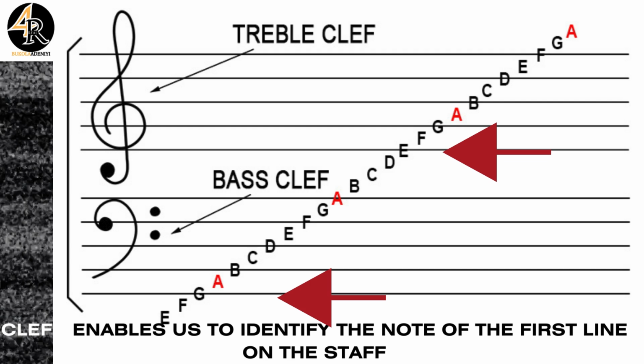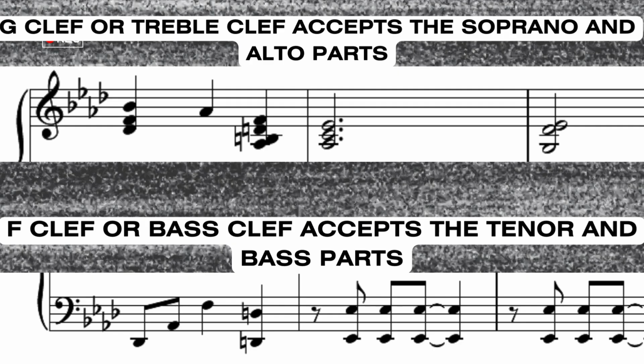So if our voice parts are coming on the musical staff, the G clef or treble clef is used to depict the higher pitches, the soprano and the alto, while the F clef is used to represent the lower pitches, talk about the tenor and the bass.